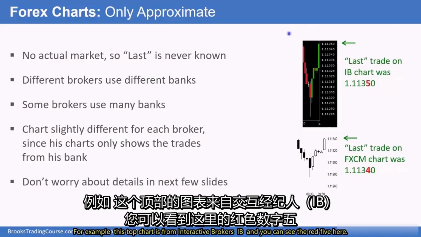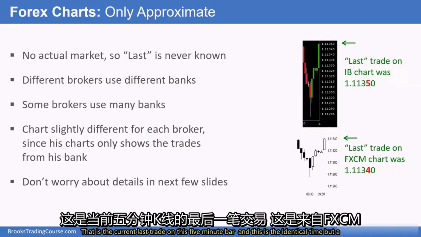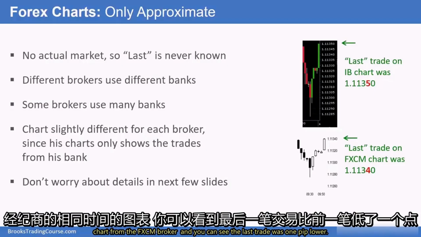For example, this top chart is from Interactive Brokers, IB, and you can see the red 5 here. That is the current last trade on this 5-minute bar. And this is the identical time, but a chart from the FXCM broker. And you can see the last trade was 1 pip lower.